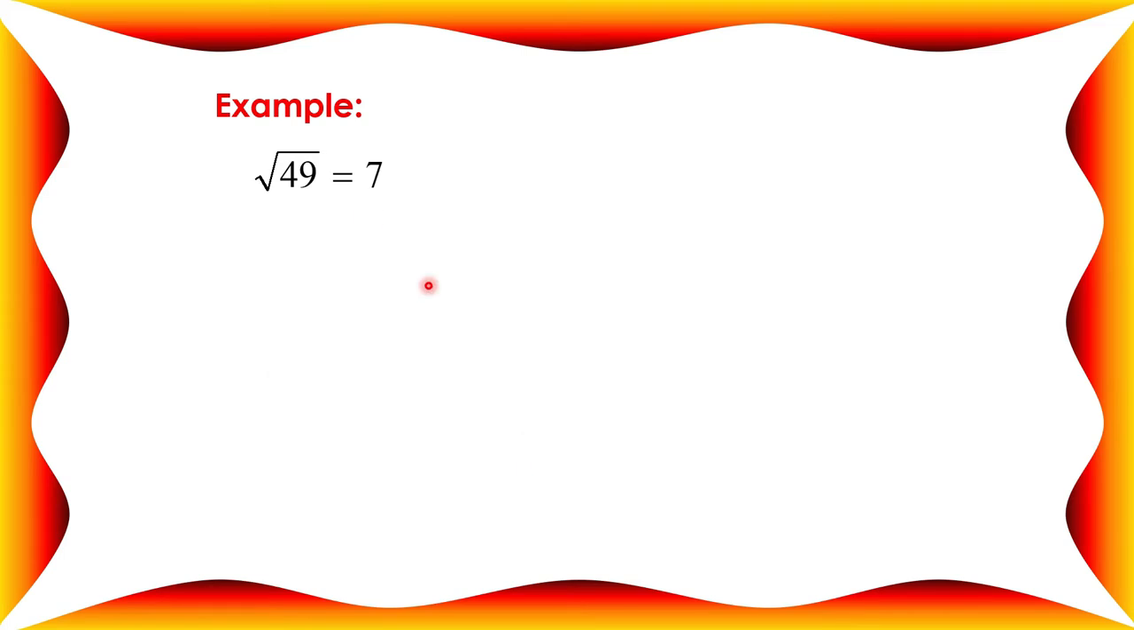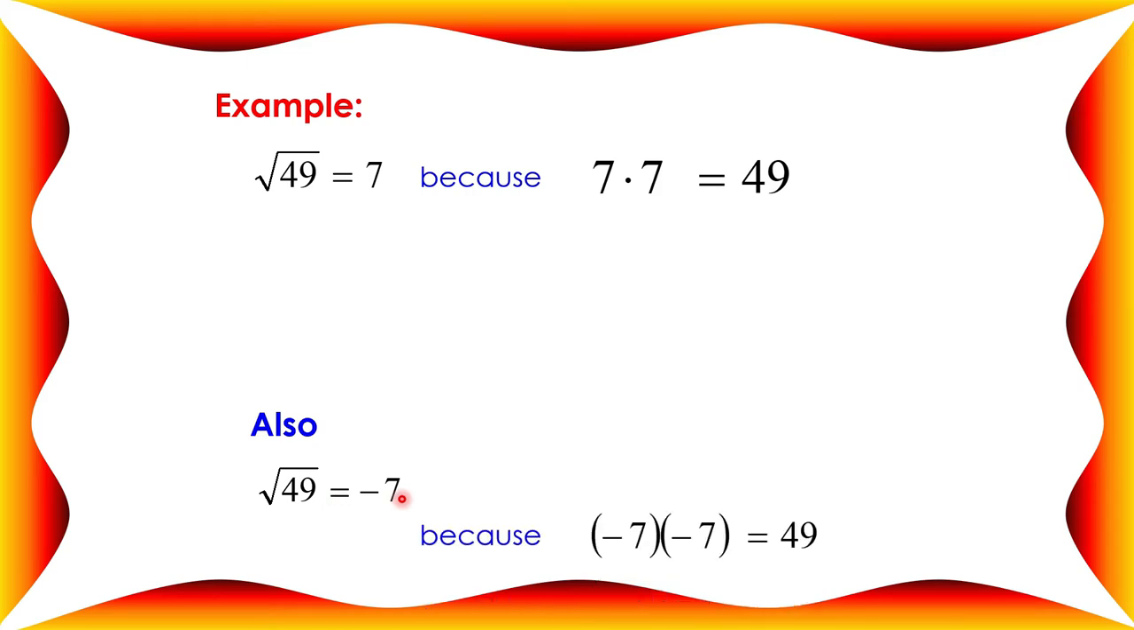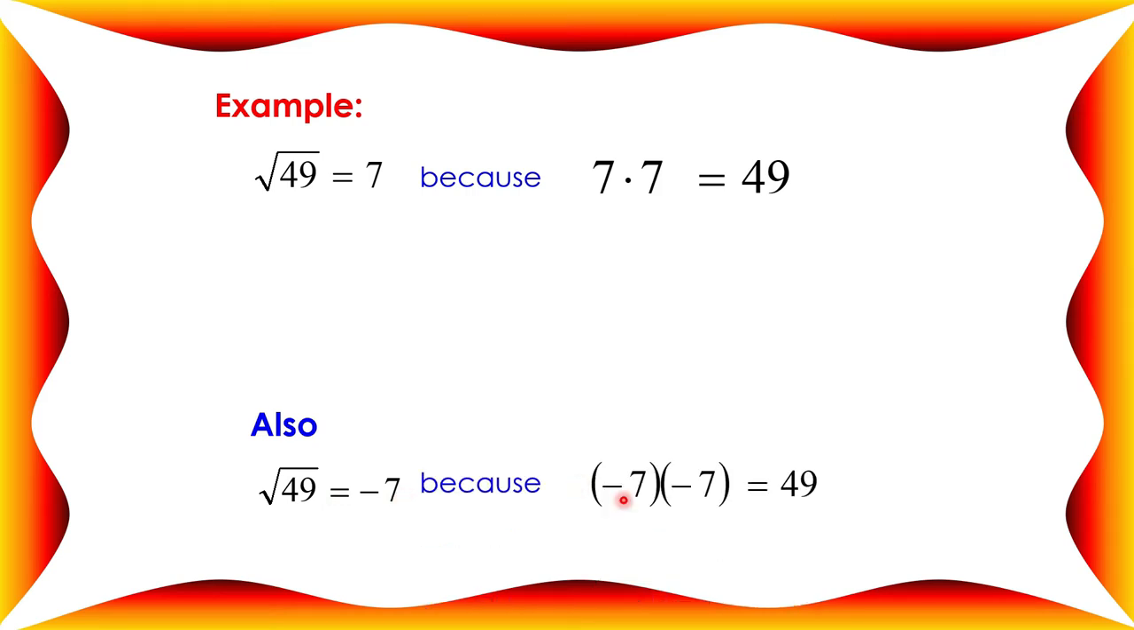Example, square root of 49 is equal to 7, because if we multiply 7 times 7, that is equal to 49. Also, if we get the square root of 49, that is also equal to negative 7. Why? Because negative 7 times negative 7 is also equal to positive 49.